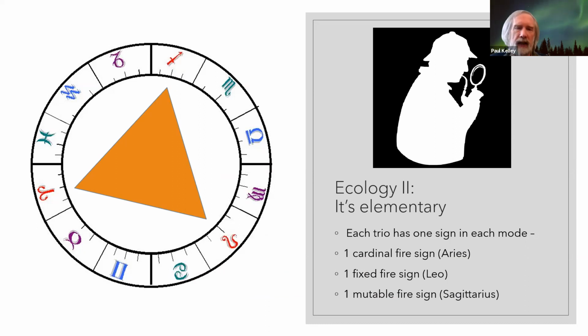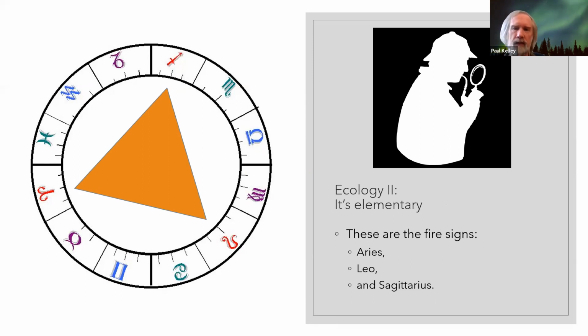Each trio of signs has one sign in the same mode. So this is the first thing we're looking at that has a different mode. The polarities had the same mode. Oppositions, rather, have the same polarity and the same mode. Signs of the same element have the same polarity but a different mode. They have the same element, which is different from oppositions.